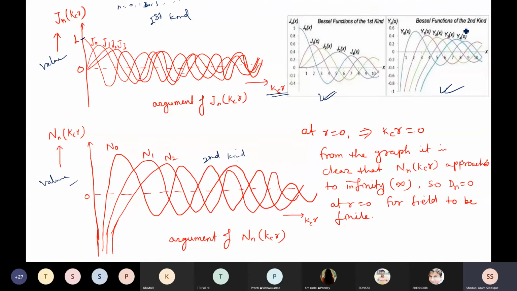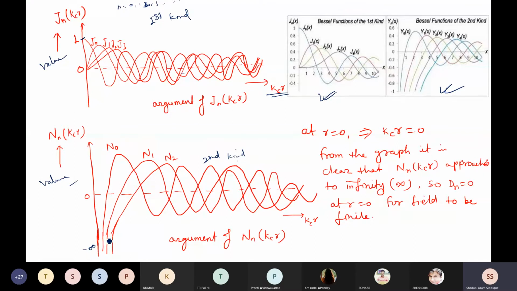Similarly, for the Bessel function of the second kind, this is starting from minus infinity, and this is the y0 graph. This is the y1 graph, this is the y2 graph, y3 graph, y4 graph. All these y0, y1, y2, y3, or you can say N0, N1, N2, N3, start from minus infinity.